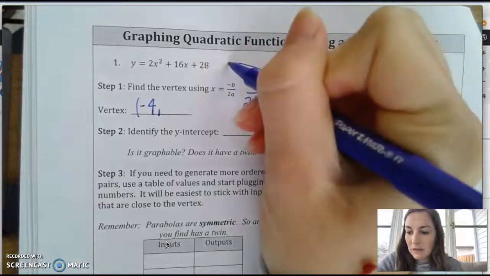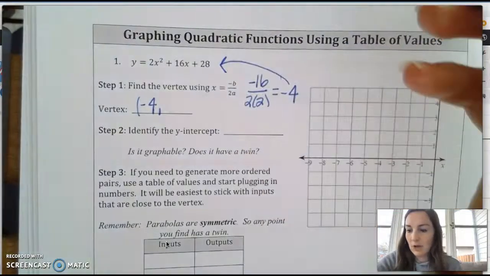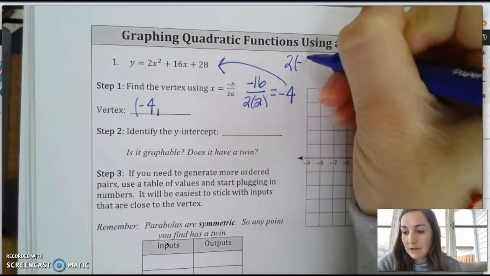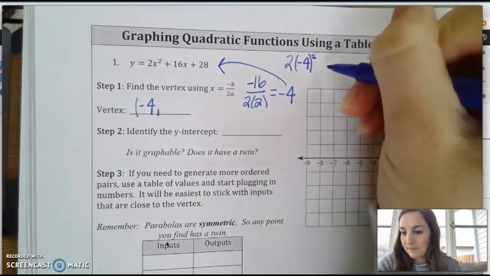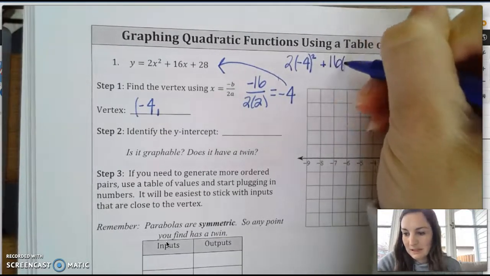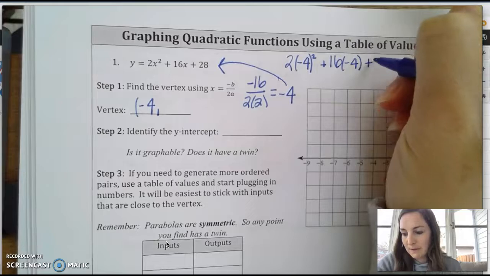And now I need to plug this back in. So I do 2, watch, make sure your -4 is in parentheses there, plus 16 times -4 plus 28.